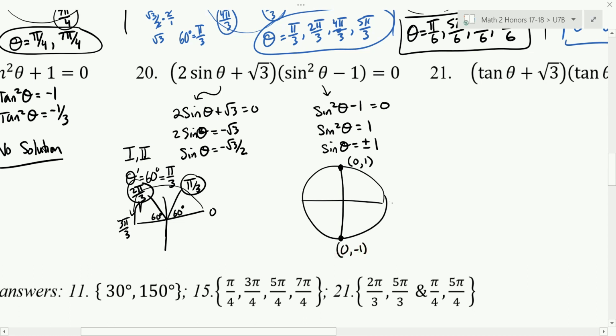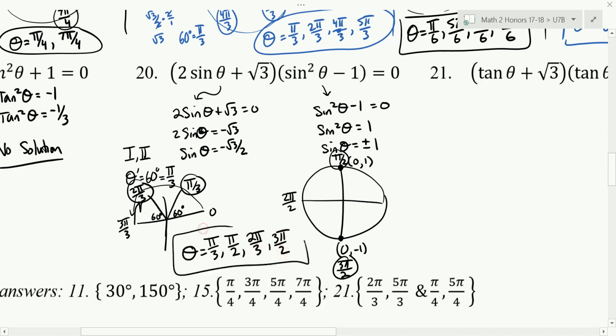And so what are those in radians? Well, we know 90 degrees is pi over 2. Count by pi over 2 again, you get 180 is 2 pi over 2. And so then we're going to get 3 pi over 2 at the 270 degree mark. And so those are two answers. So put all four together, and we end up with theta is pi over 3, pi over 2, 2 pi over 3, and 3 pi over 2. And that's the answer to 20.